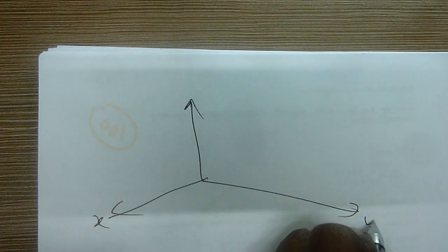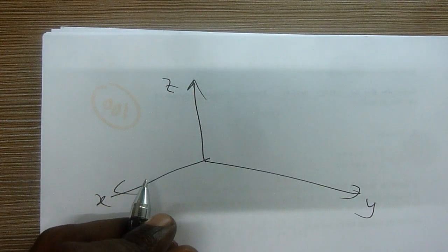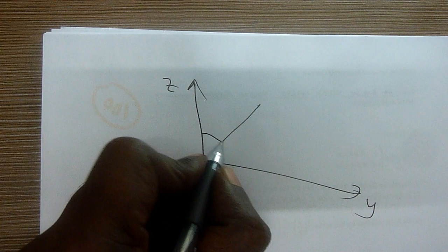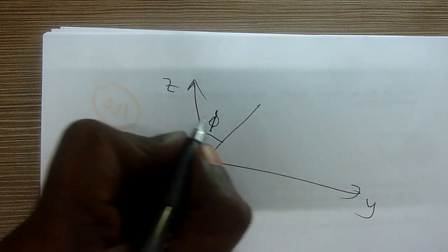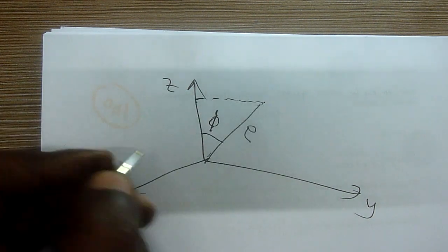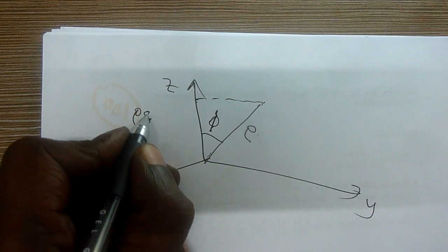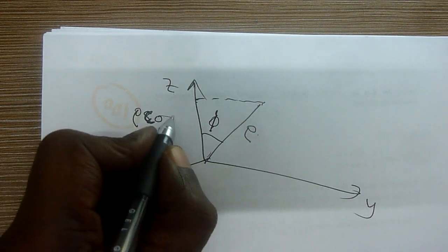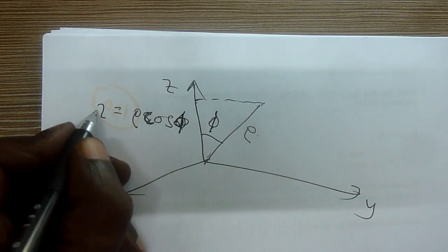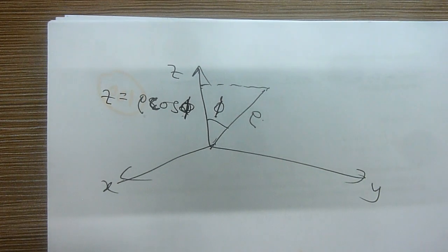X, Y, Z, based on my experience, every time students will say we don't understand, please explain again. Therefore I am doing the task again. This is phi. This is rho. We are using one arm system. This one I bring it here. Most of you can get this. I am representing the Z with rho cos phi. Clear, sir, this one is clear.